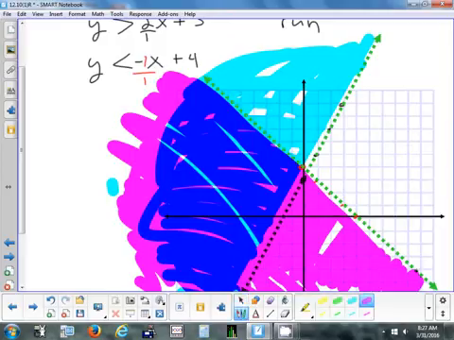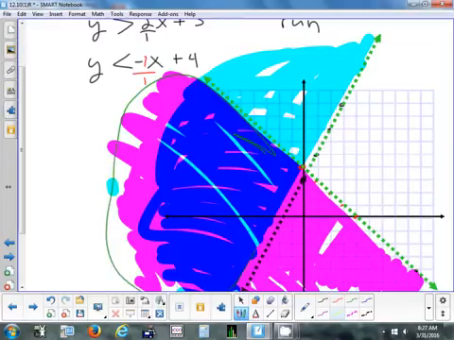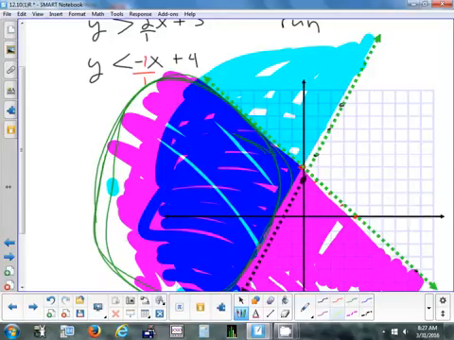Let me use a color that's a little different. I think yellow might show up. Maybe not. It's green. Just circle that part. Okay, that's the answer.